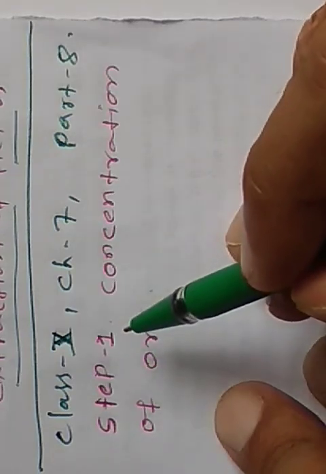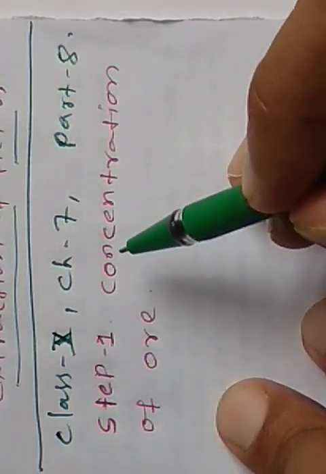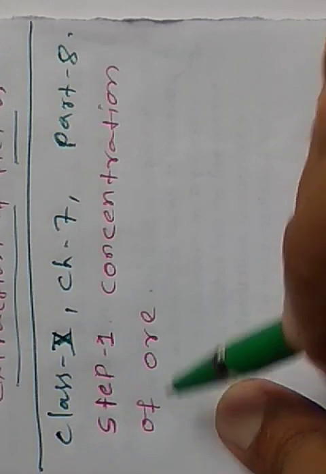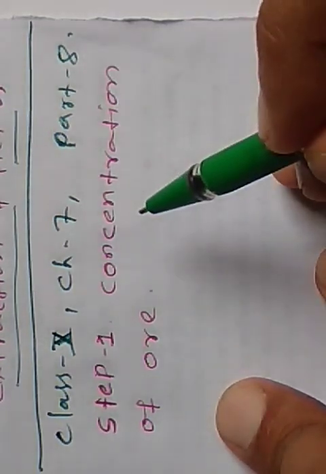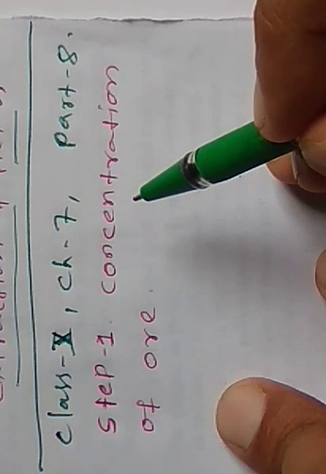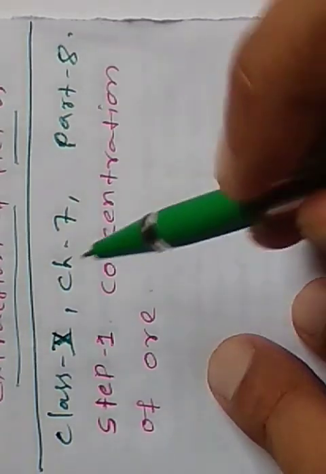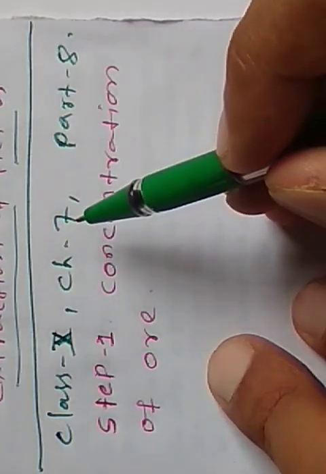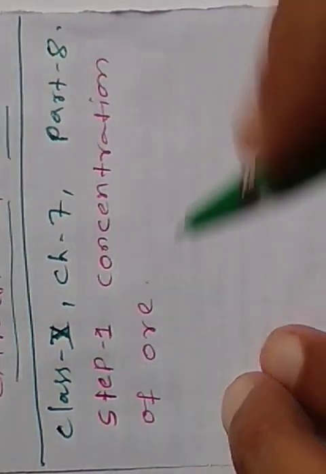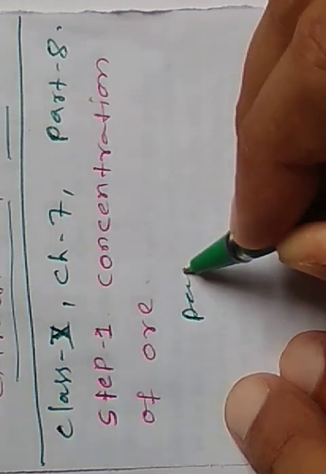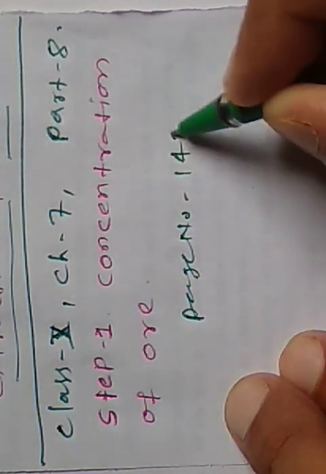Step 1 in metallurgy, concentration of ore or pulverization of ore. This topic is from chapter 7 of class 10th in the subject chemistry. Let's open your chemistry book and come to page number 143.